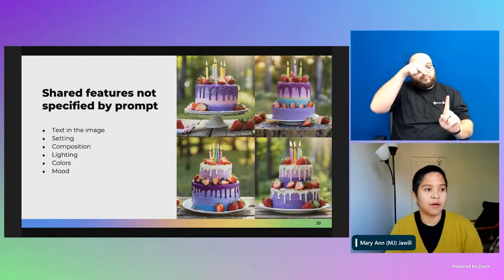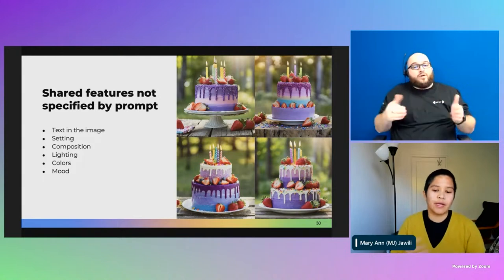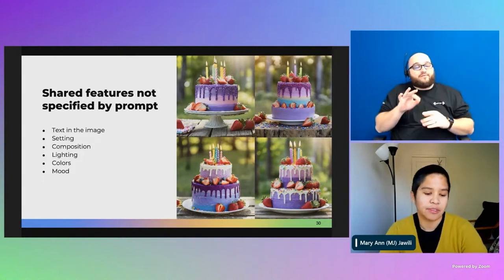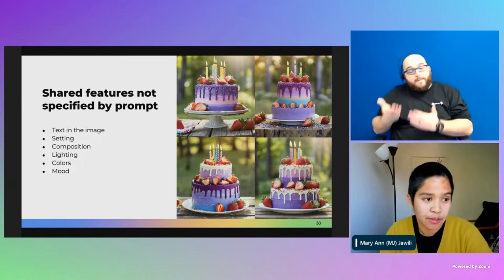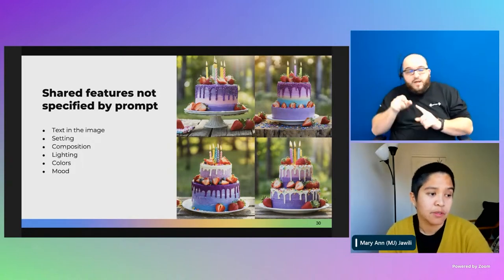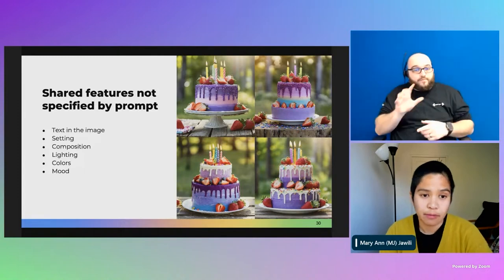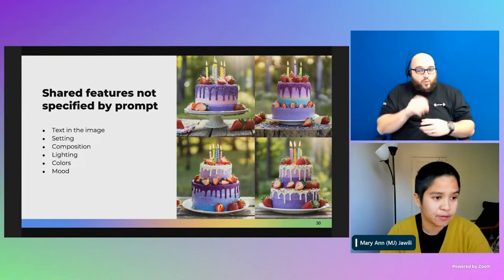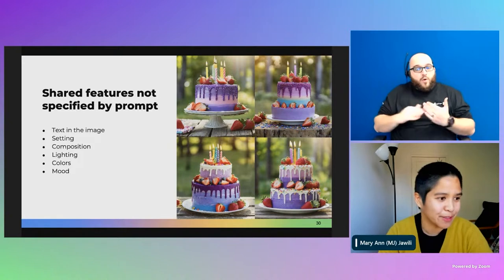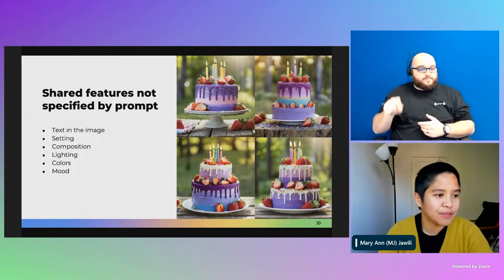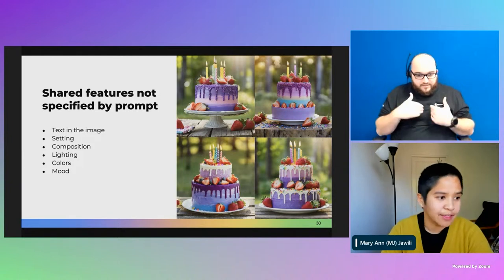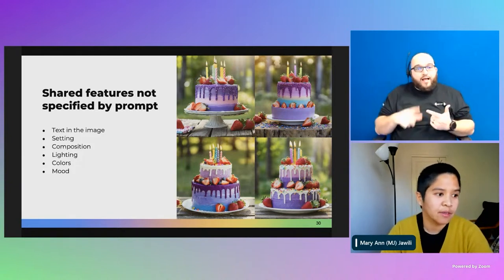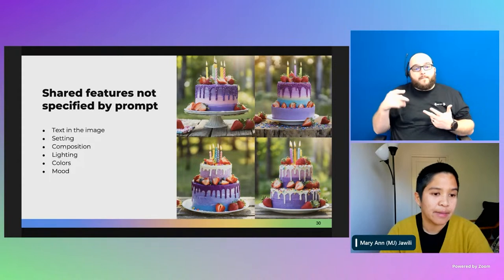In general, there are shared features that blind and low vision users are interested in that might not be specified in the prompt, but they're still interested in knowing. That includes text in the image, which is part of WCAG 1.1.1. They also want to know about settings, lighting, composition, colors, and mood.